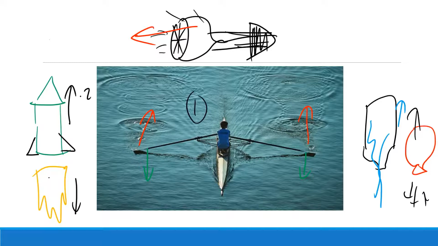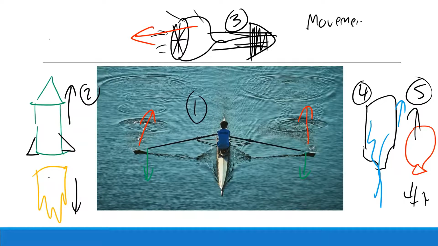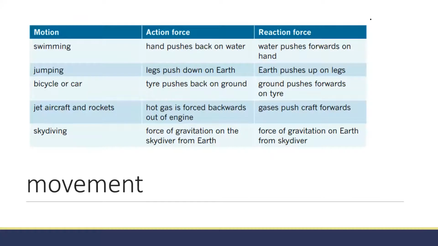We've got 1, 2, 3, 4, 5 examples of Newton's third law straight away. All of these are good examples, but they also all tie in with movement. They all tie in with how human beings harness Newton's third law. I wanted to talk about one more. Well, let's do this one here.